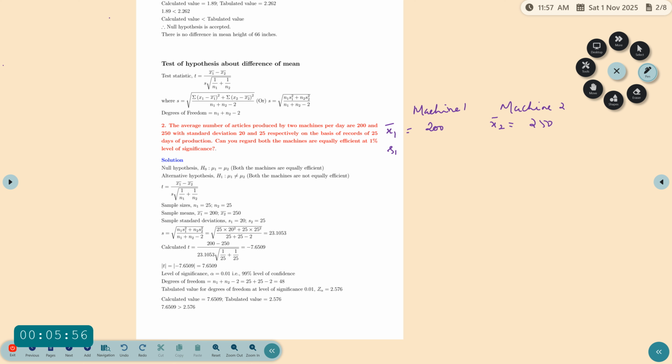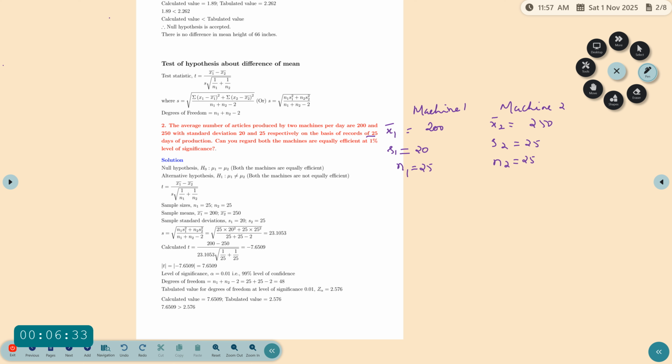Here S1 is the given standard deviation of machine 1, which is 20, and for machine 2 it is 25. And then the sample size is also given. For how many days are they verifying it? For 25 days, both the machines. So sample size n is equal to 25 for machine 1, and also 25 for machine 2. These are the values given.